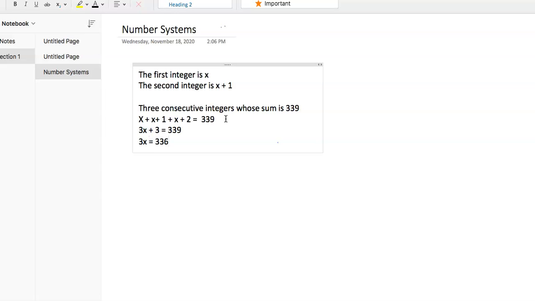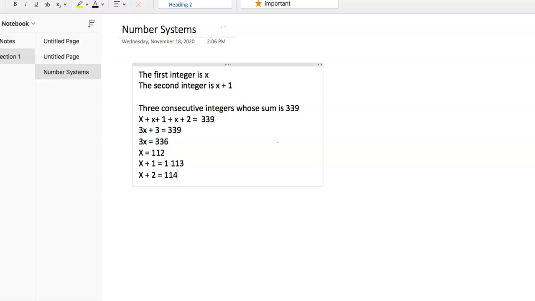3x equals 336. Divide both sides by 3. X equals 112. Okay, and then from there, x plus 1 is going to be 113. Right, just one more than 112. And there we go. All right, so that's going to be our 3 answers.